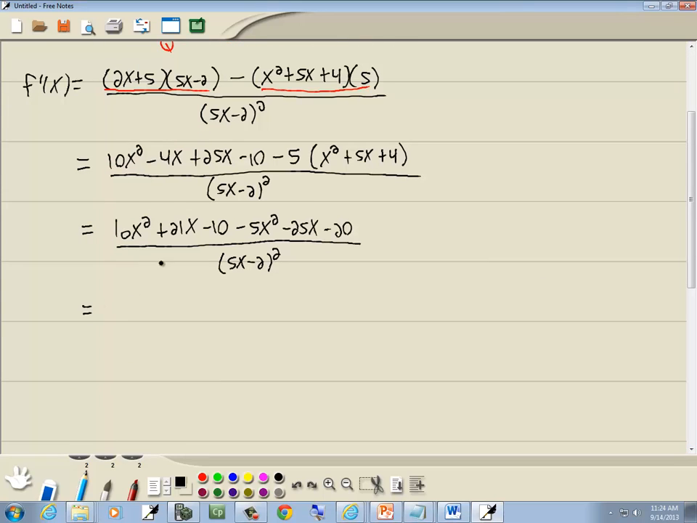Combine like terms. 10x squared minus 5x squared gives us 5x squared. 21x minus 25x gives us negative 4x. Negative 10 minus 20 gives us negative 30, all over 5x minus 2 squared. I don't think I can factor the top part at all. It doesn't appear that it's factorable. So this would be our answer.